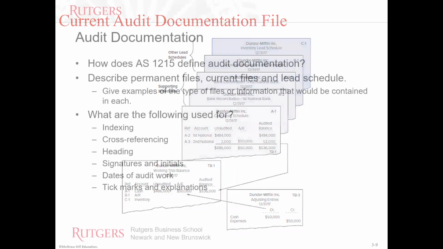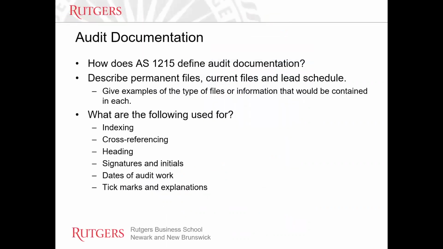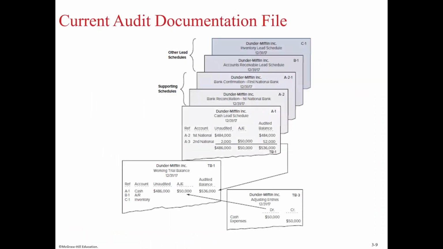So let's go back, because as we talk about the lead schedule, we're also going to be talking about indexing, cross-referencing, heading, signatures, dates, tick marks, all that good stuff. This is one of the reasons why you have to label your quizzes the way that you do. Practice for auditing. So let's take this for example, indexing. Indexing is a way to help the auditor reference and cross-reference, right? So you notice in the upper right-hand corner for this example, there are certain references or labels. This is how the auditor has indexed these particular worksheets.